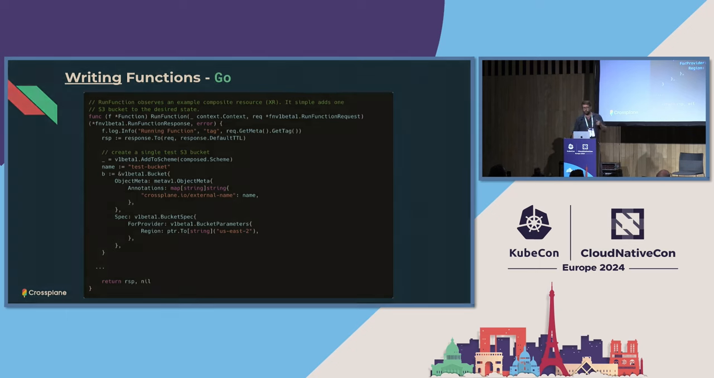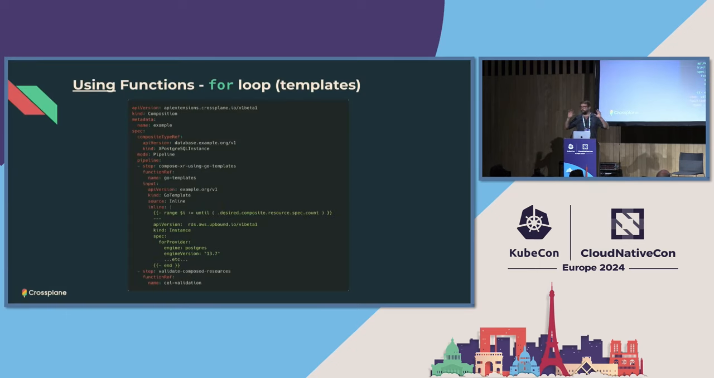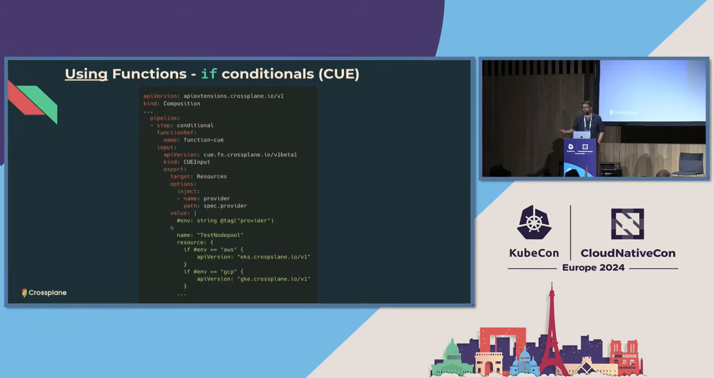Great stuff. If you don't want to write code, then there's lots and lots of functions to use. This one here is a template function. So in your composition, you can say, hey, run a function for templates. Here's my template. Make it happen. Also, you could use Q scripts if you wanted to. KCL, there's a bunch of different experiences that are popping up now with functions that mean you don't have to write the code yourself. You just get all these new experiences to define your platform in the way that you want to.